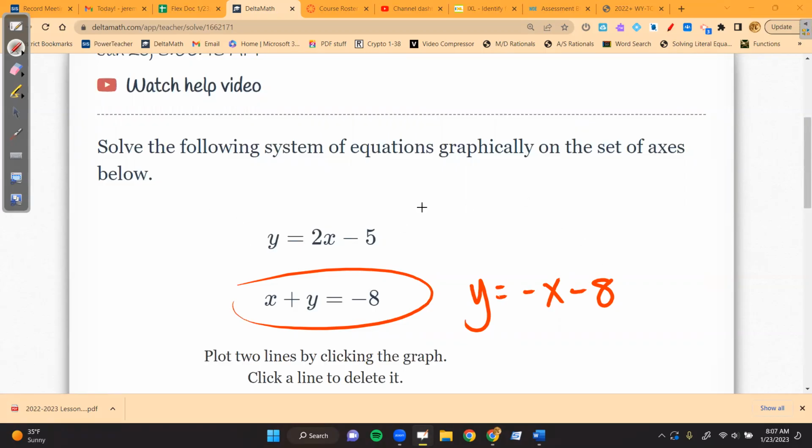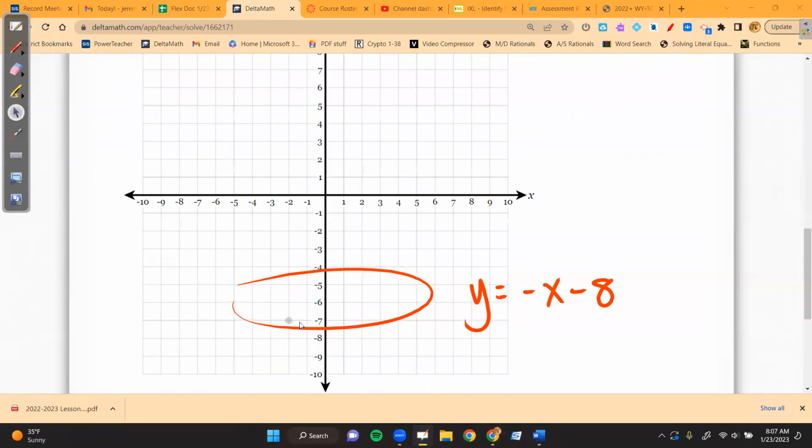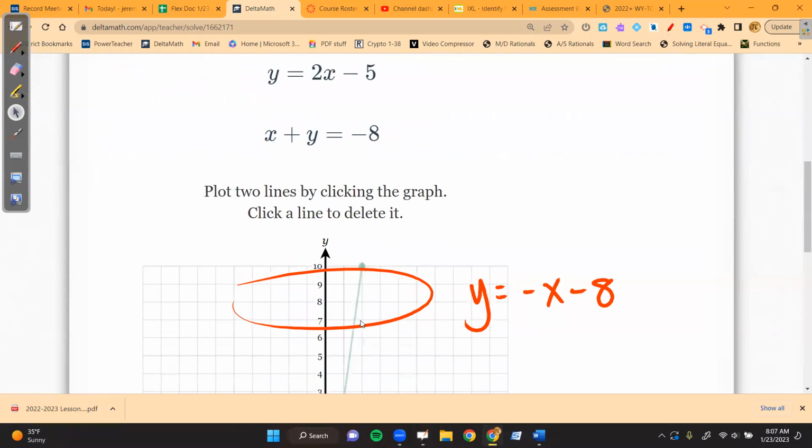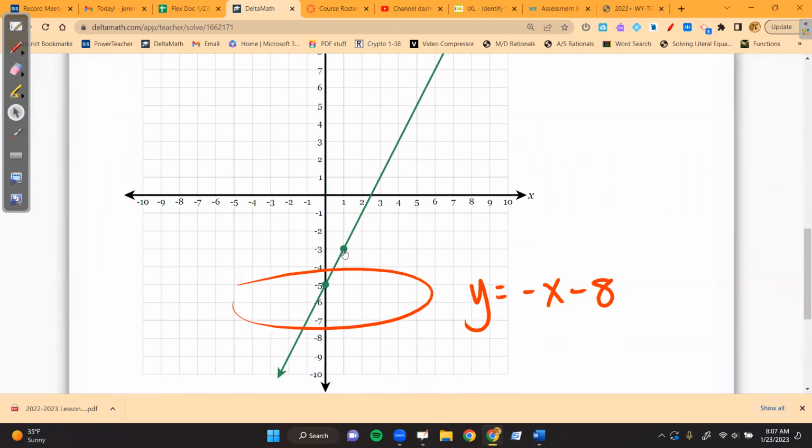So you would graph the first line. What's the starting point? Down 5. What's the slope? 2. What does that mean for me? Well spoken. Up 2, right 1. Just click, boom, you got a line. Now our second equation is this red one over here. Where's the starting point? Down 8, right? And what's the slope? Down 1, right 1. And then you observe the crossing point. And what is the crossing point? Right.